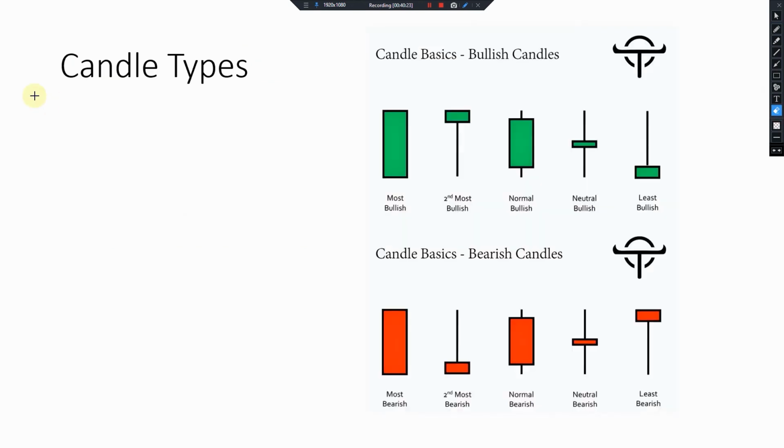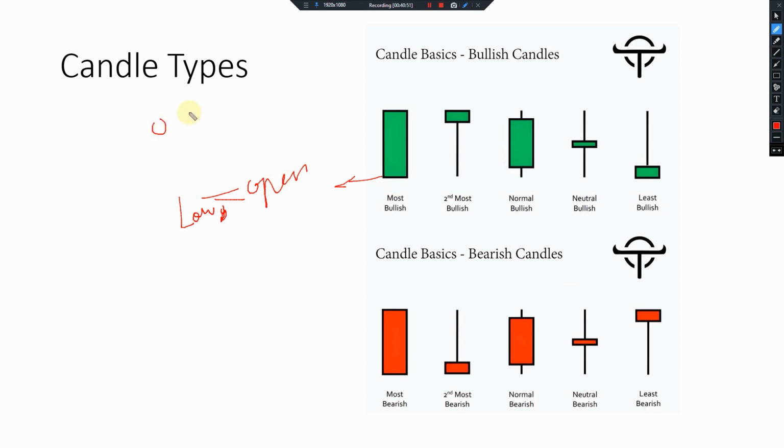Now we'll see candle types. So we saw that green means bullish and red means bearish. We'll see what each candle shape represents. In this, you see there is no wick. That means the low of that candle and the opening of the candle was the same. Why couldn't it go lower? Because there were zero sellers.